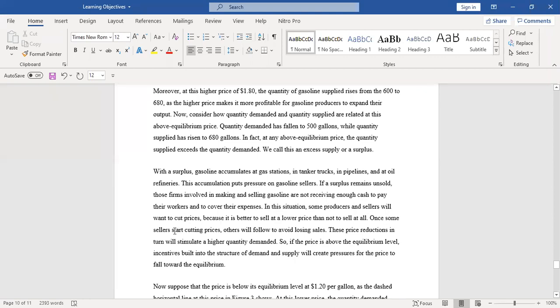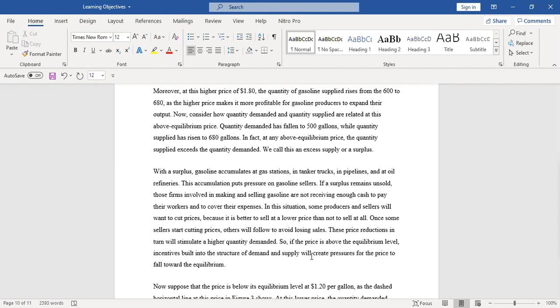Once some sellers start cutting prices, then the others will follow to avoid losing sales, because the price of gas across any gas station is the same. And if one man is selling cheaper than the others, then people will want to go to him and they will stop buying from the others. These price reductions, in turn, will stimulate a higher quantity demanded. When the price falls, people are going to start buying more. So if the price is above equilibrium level, incentives built in the structure of demand and supply will create pressures for the price to fall back down to equilibrium.